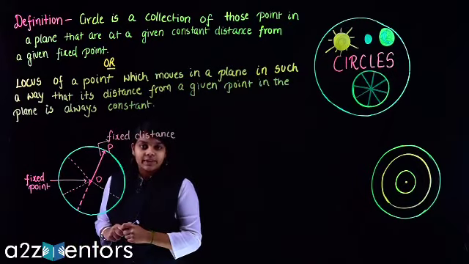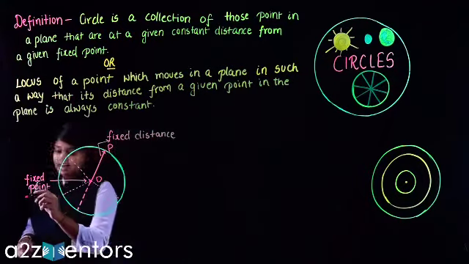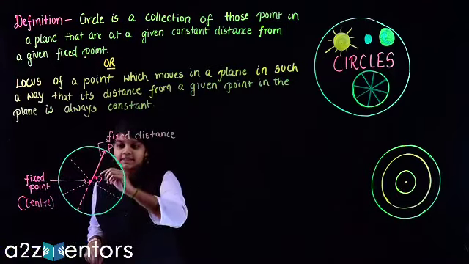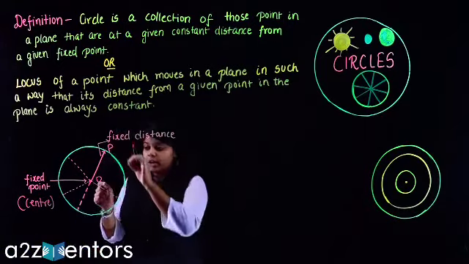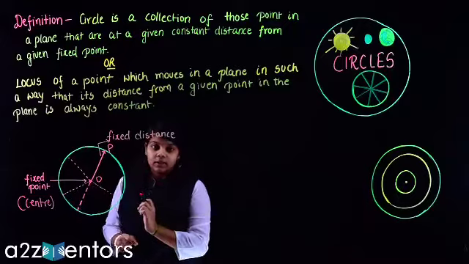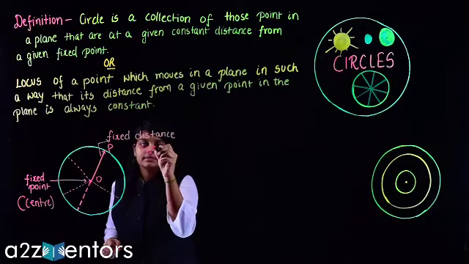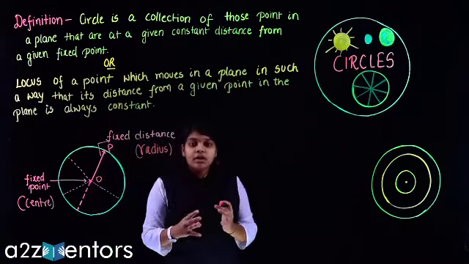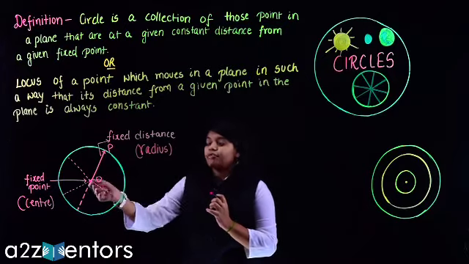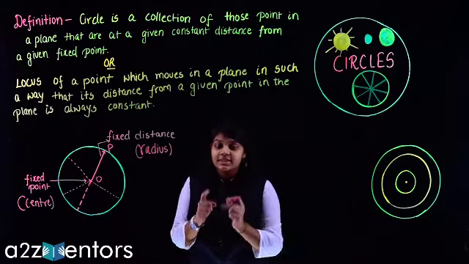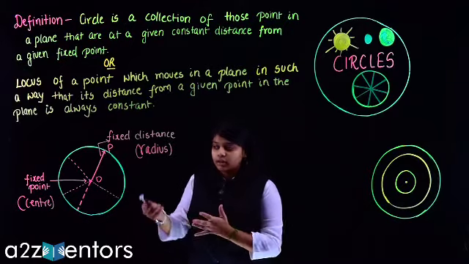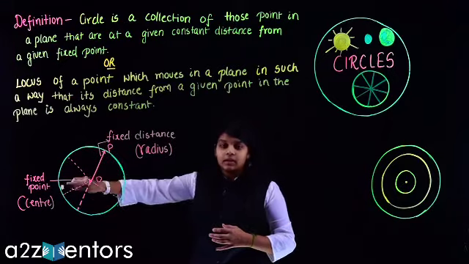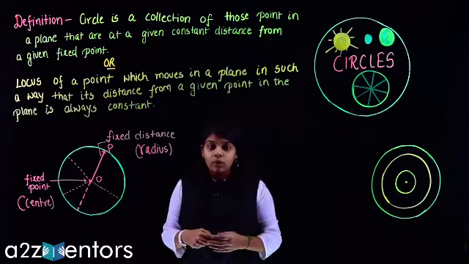Now this fixed point, what do you know this fixed point as? Yes, it is the center. And that fixed distance, along which you're getting the path, that is the radius. So we could actually draw a circle if we know that we have a fixed point, and we know the fixed distance, that is the radius. Other than that, we could not draw this figure. Okay, it is a circular path, it is a circle, and which has no starting point and no end point.